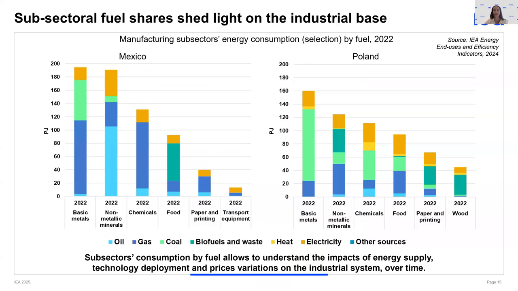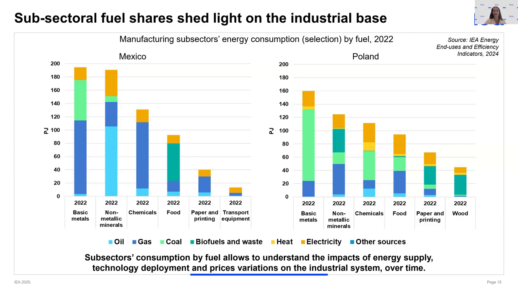For instance, in this case, we can see the 6 most consuming subsectors for Mexico and Poland. Each of them uses different fuels with general trends and country specificities. Chemicals often depend on gas, while wood and paper might use significant amounts of biofuels and waste. Also, basic metals may rely mostly on fossil fuels or electricity, depending on technological choices.